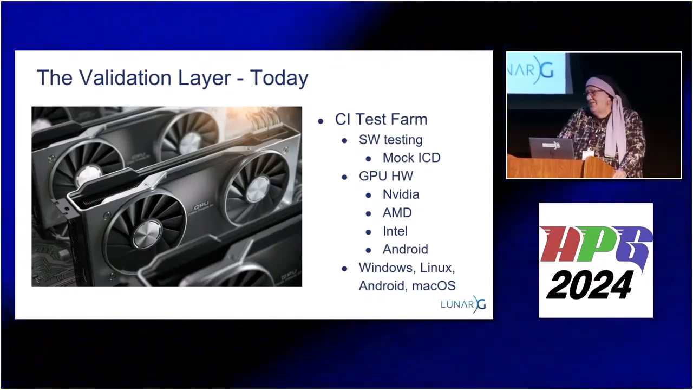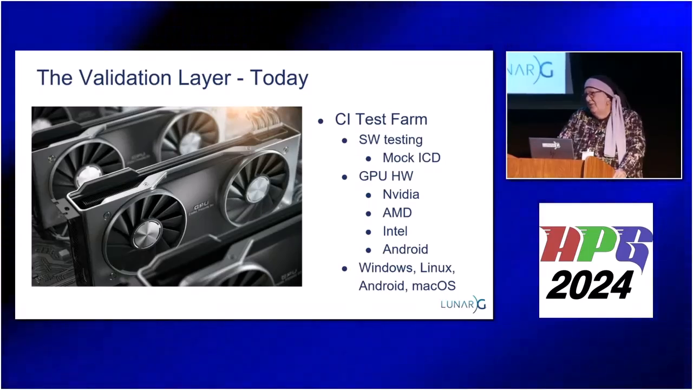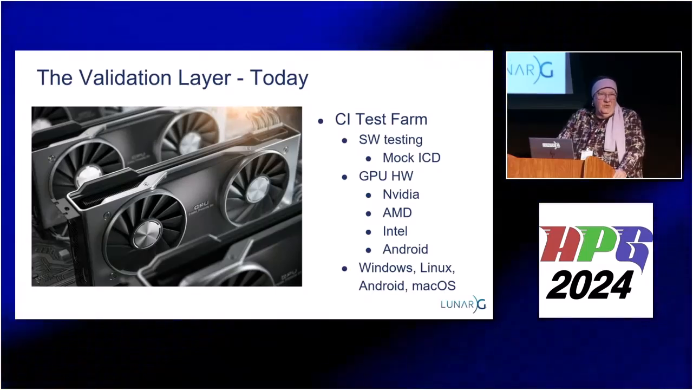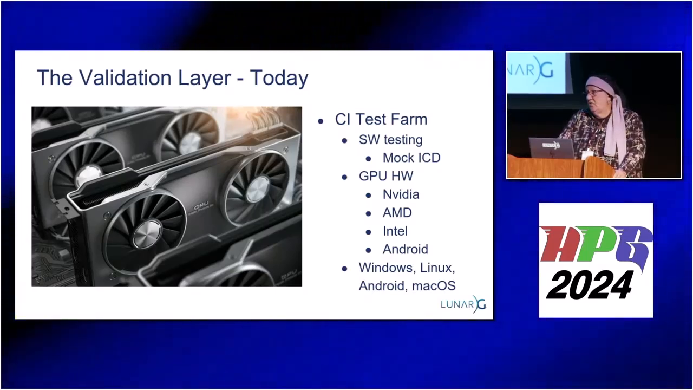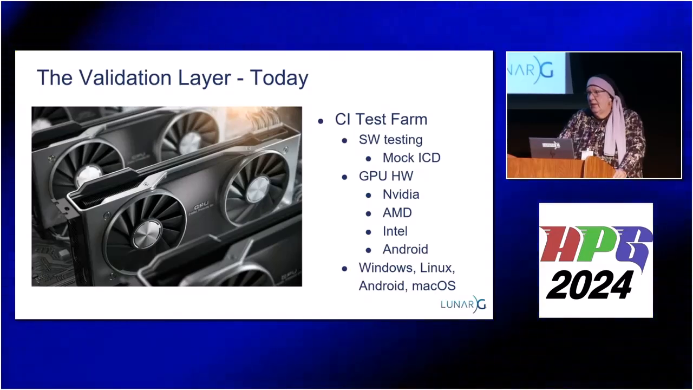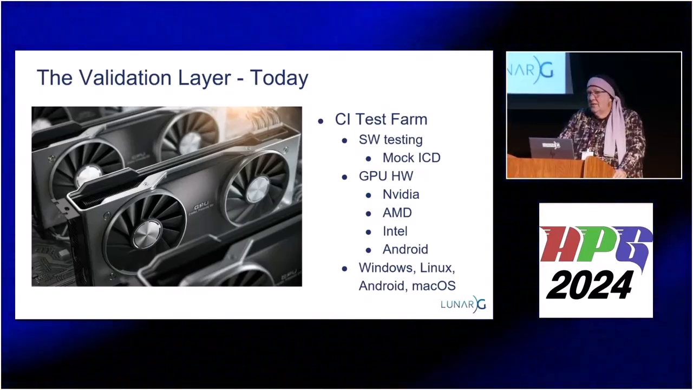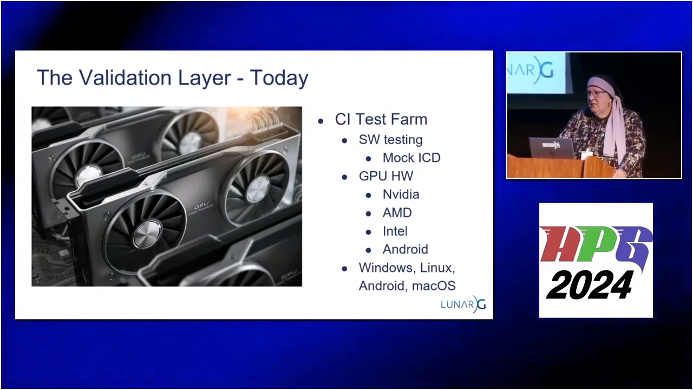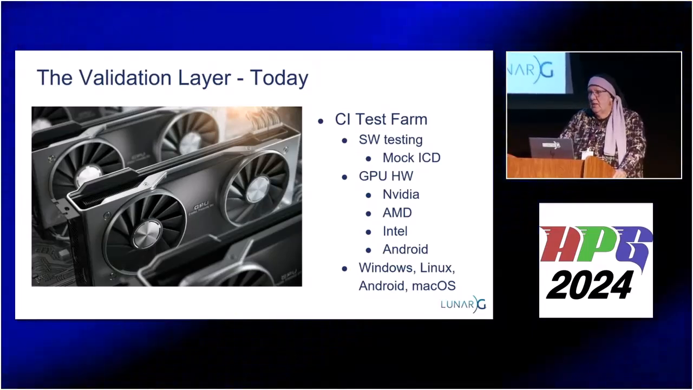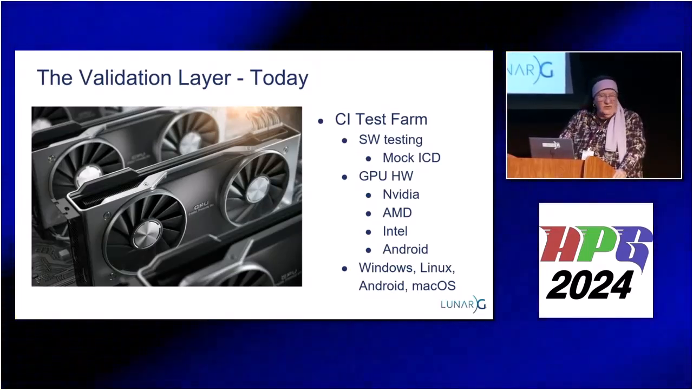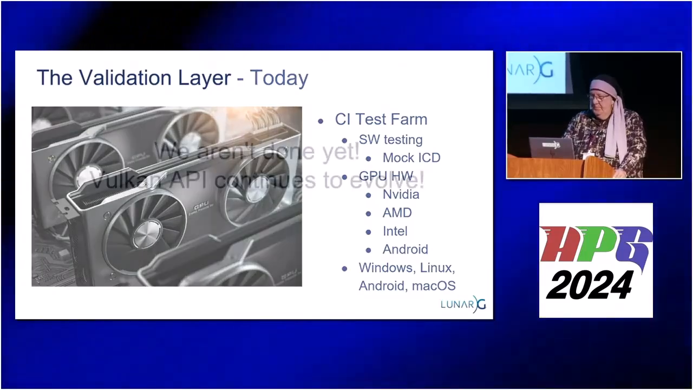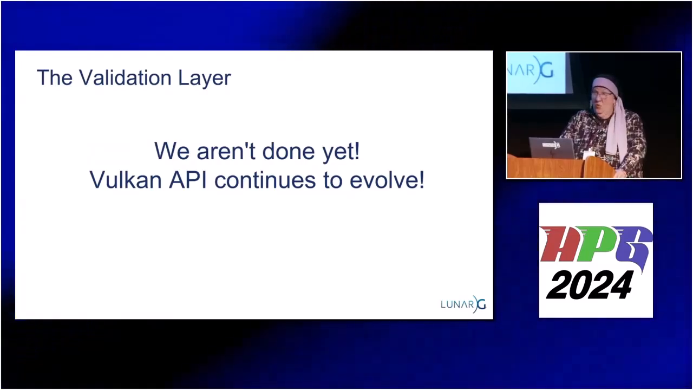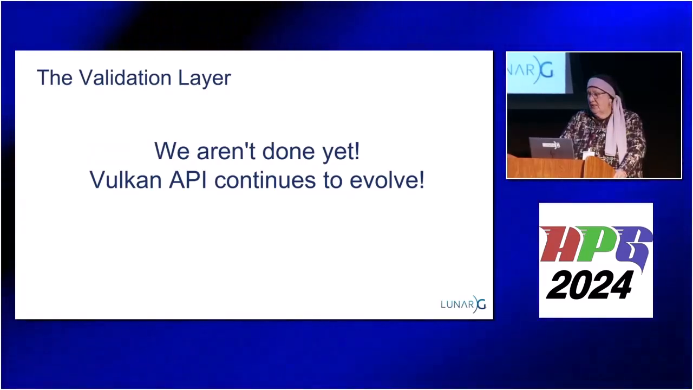People might say, well, why don't you just do a software reference implementation for Vulkan and just test everything in the cloud? Well, to keep a software implementation up to date would be a huge task in itself. And I don't think anybody intends to release their applications to run on software-only implementations. We need to be testing real customer environments. So we need this GPU hardware test farm that we have. So with the validation layer, we've made a lot of progress, but I'll tell you, we ain't done yet because that API just continues to evolve.